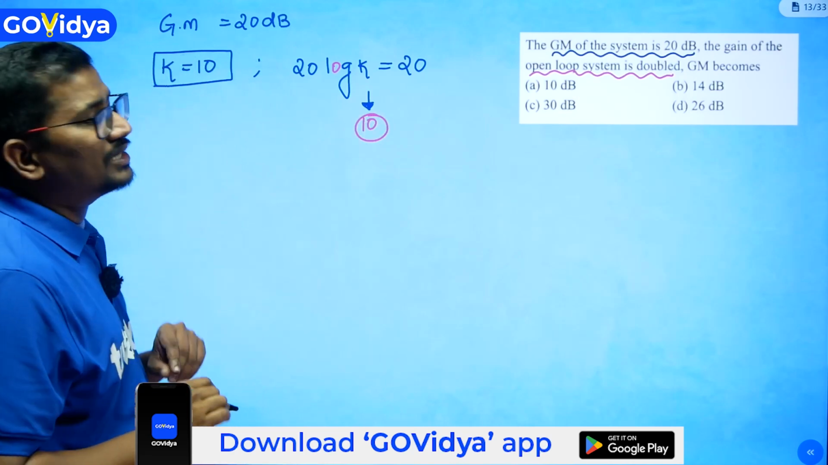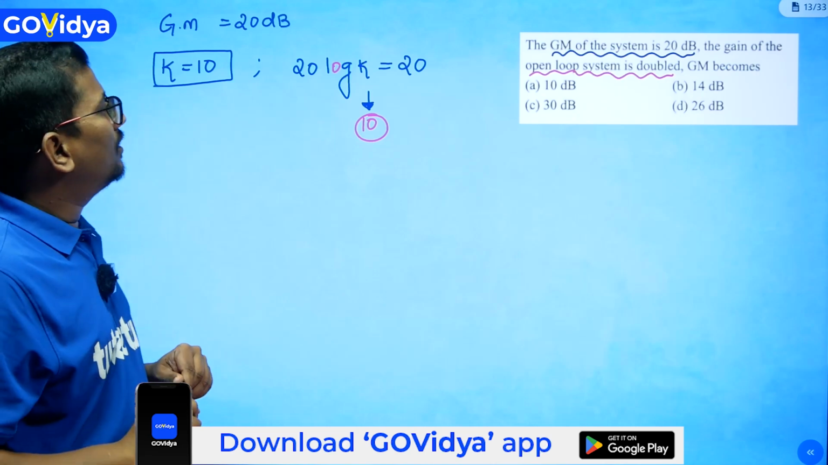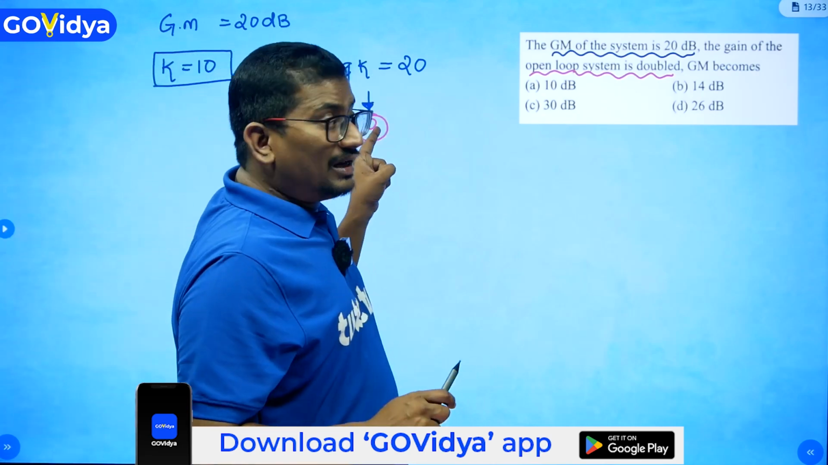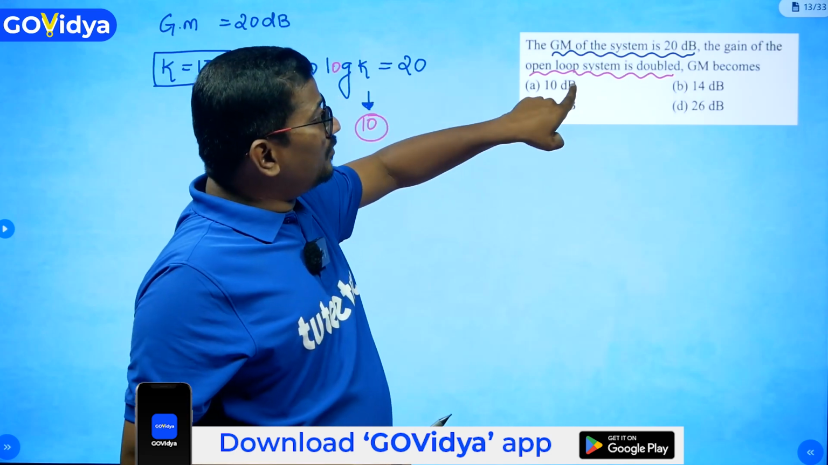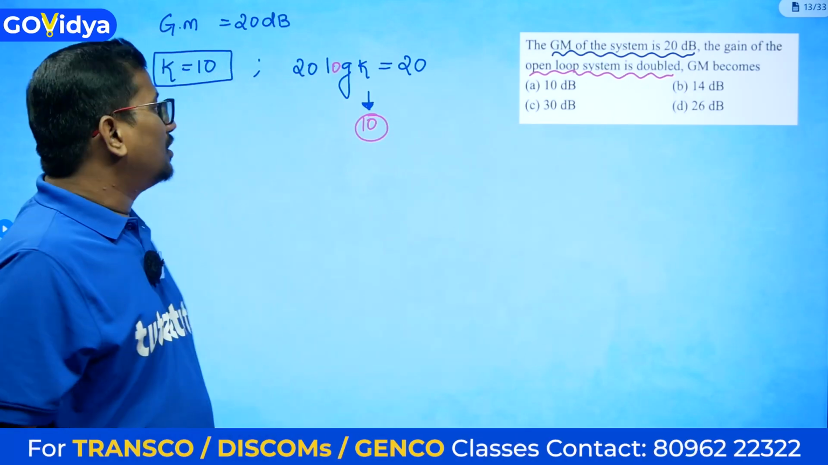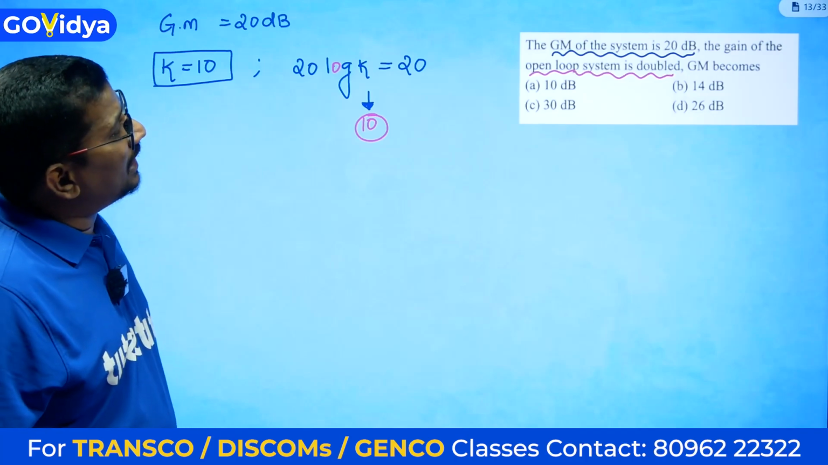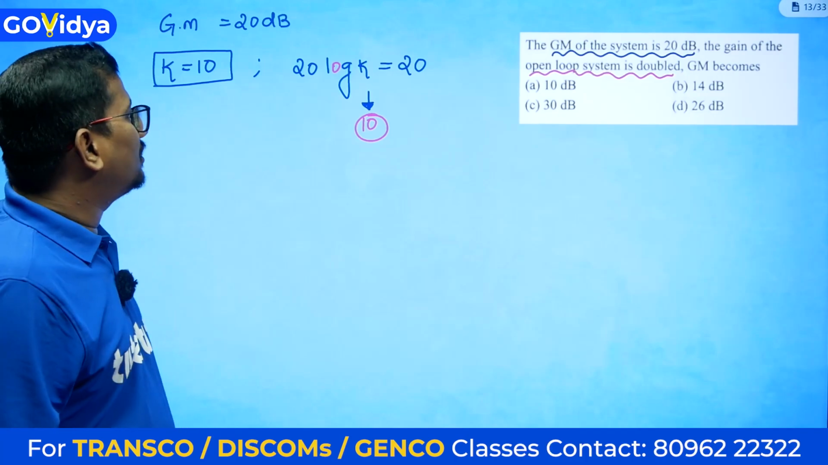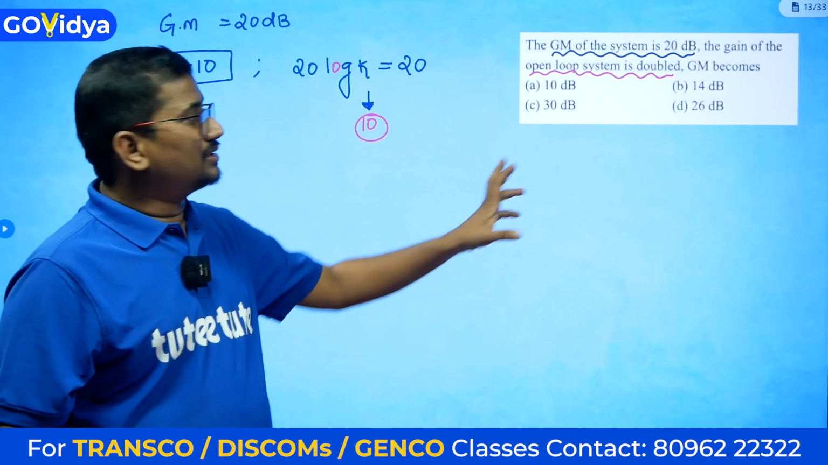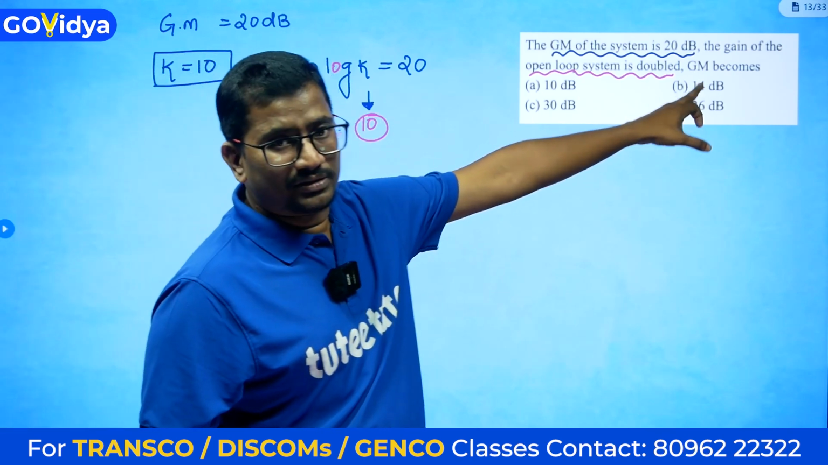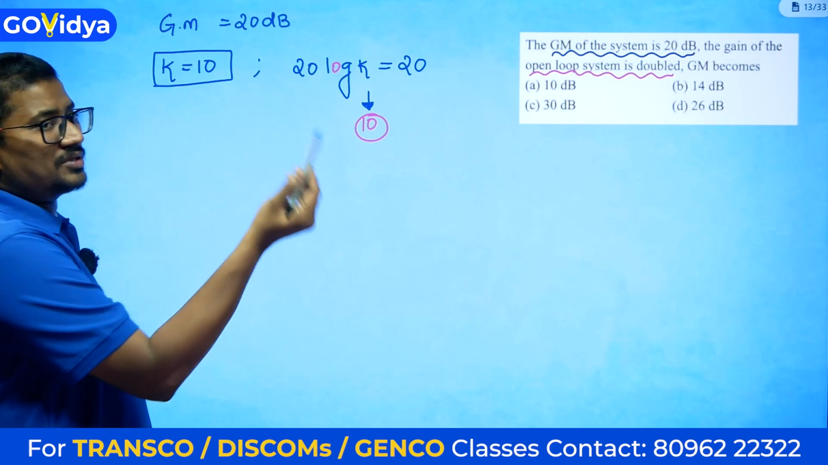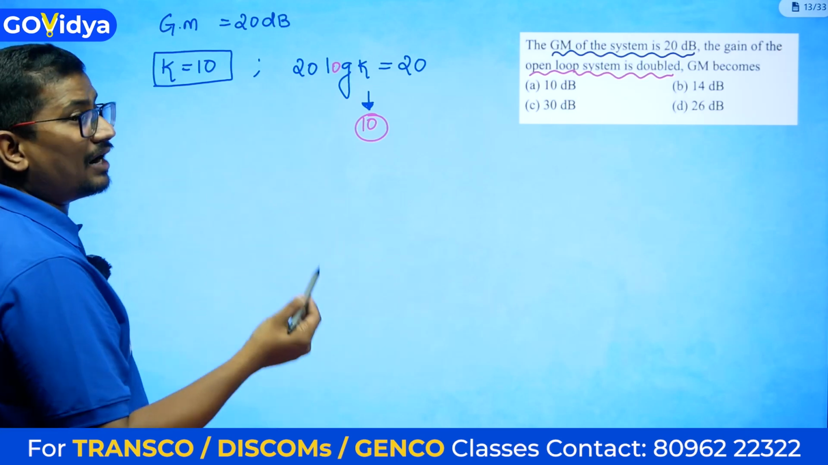So that's why I have taken K equals 10. Now, therefore, gain K is 10. The gain of the open loop system is doubled. Then the gain margin becomes... So definitely if the gain of the open loop system is doubled, then obviously the gain margin is going to be, yes, half, and we need to calculate this. So how much? If the gain of this open loop system is doubled, gain margin will be half of it.